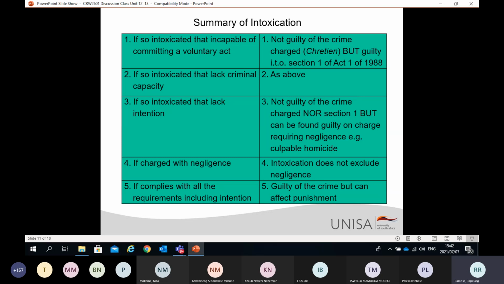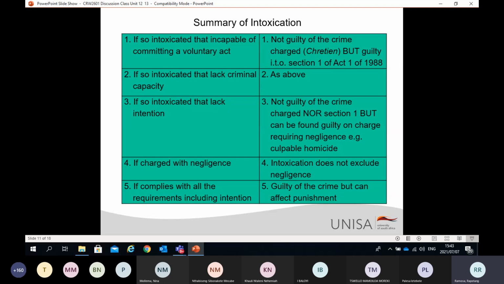Why is that? Because if somebody is so intoxicated as to lack voluntary conduct, implicitly they are also lacking criminal capacity, because that is the most severe form of intoxication. So if a person is found to lack voluntary conduct because of intoxication, then they are not guilty in terms of the original crime charged according to the principle of Chrétien, but will be guilty in terms of Section 1 of Act 1. If they are so intoxicated as to lack criminal capacity, the same principle applies. They would not be found guilty of the original charge because of Chrétien, but will be guilty of Section 1 of Act 1 of 1988, which specifically focuses on lack of criminal capacity.